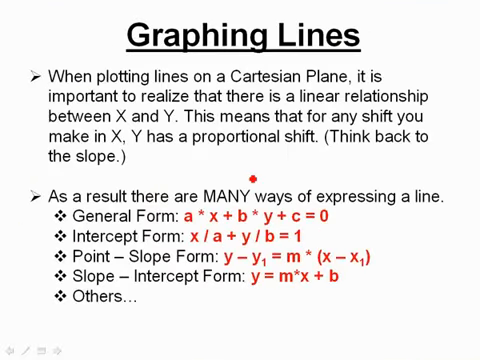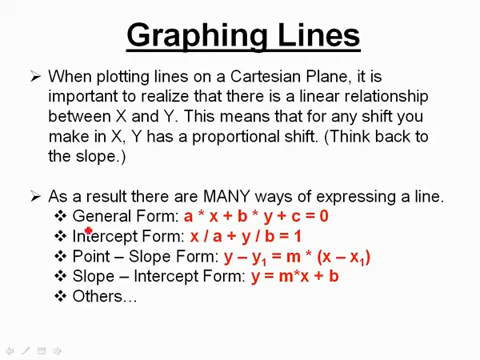Graphing lines. When plotting lines on a Cartesian plane, it is important to realize that there is a linear relationship between x and y. So, no matter what, if there's a change in x, there's a corresponding change in y. This means that for any shift you make in x, y has a proportional shift. Think back to the slope, which basically said there was a ratio between x and y when you're talking about slope. As a result, there are many ways of expressing a line, such as the general form.